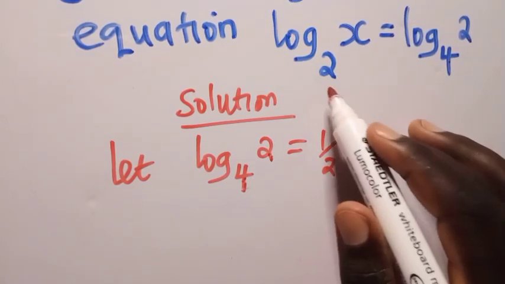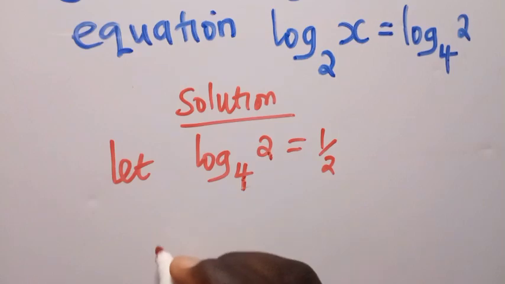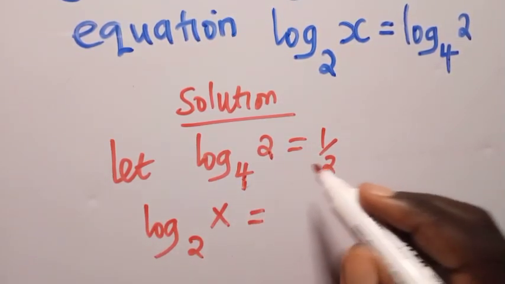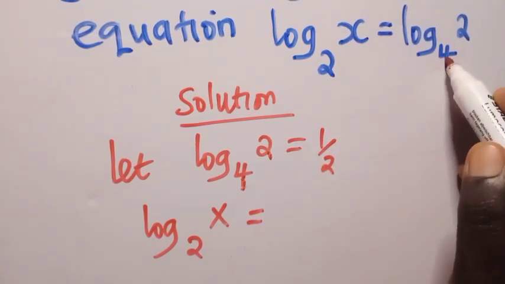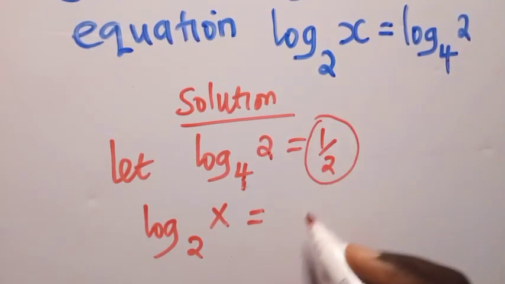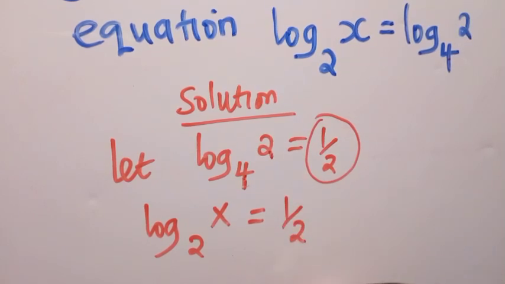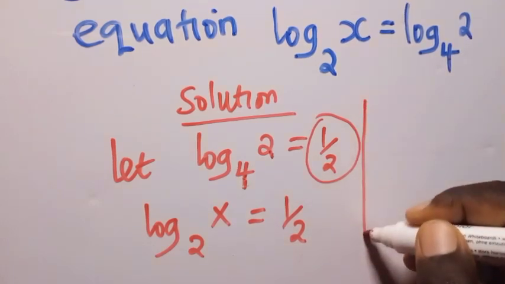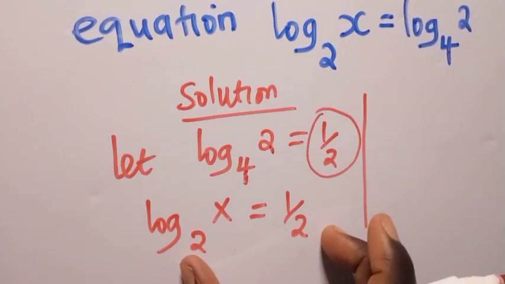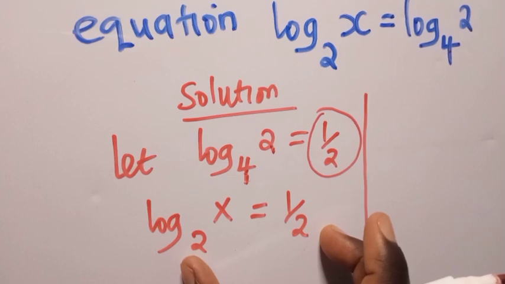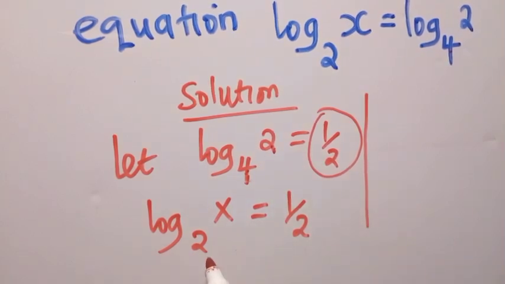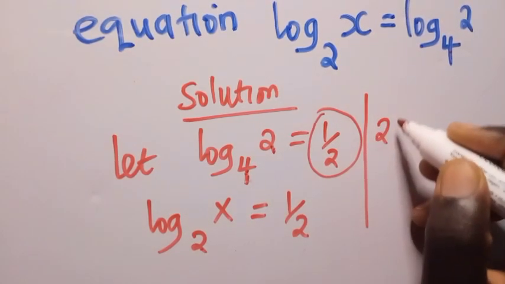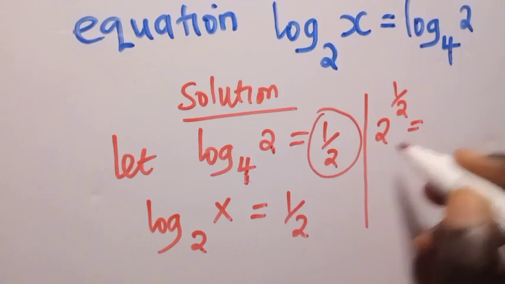Now, if we rewrite our equation, we shall have the logarithm of x to base 2 equals the logarithm of 2 to base 4, which is just the same as a half. So we replace that one with a half. Now, from this point, this one is in logarithmic notation, and we can also write it in index notation. If we write it in index notation, then we shall have 2 raised to a half equals this x.